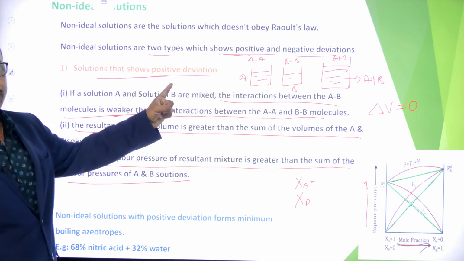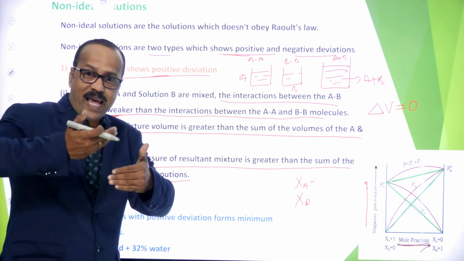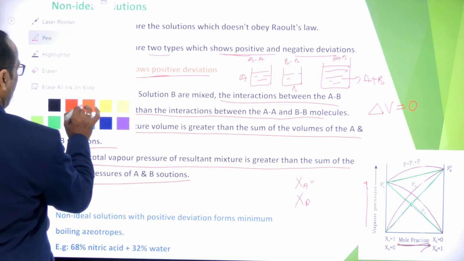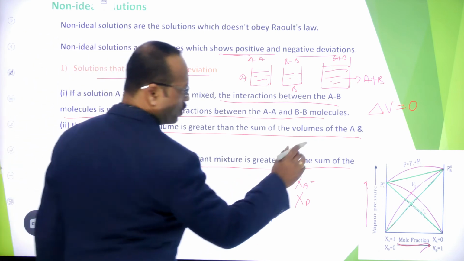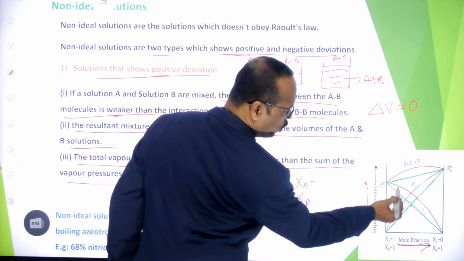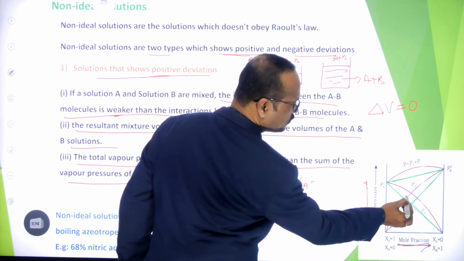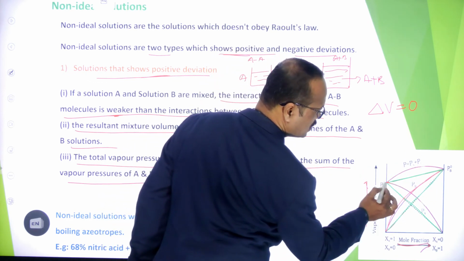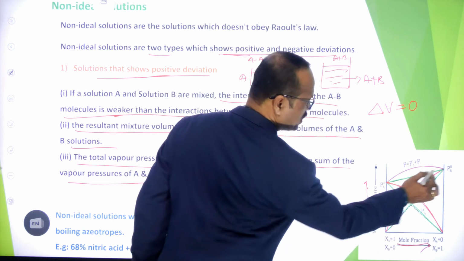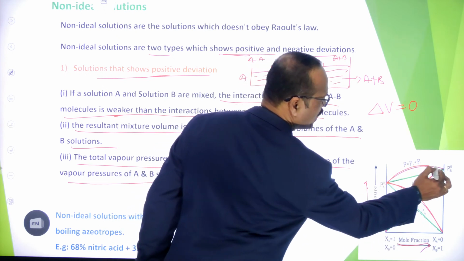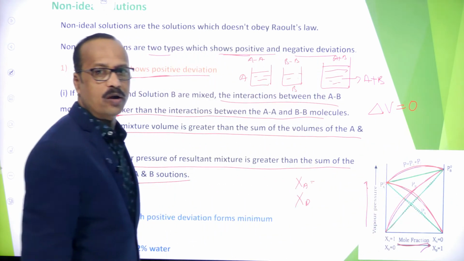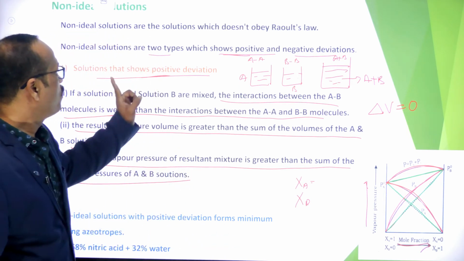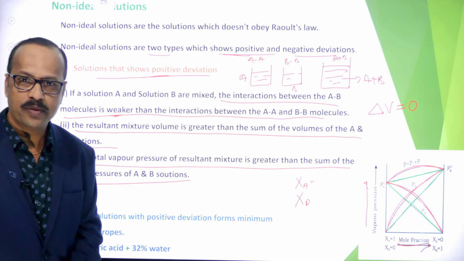But here it is a positive deviation. Positive deviation means a little extra, yes or no? So here the graph will not be like that one, but see here, it is going above like this. Here also it is going just above, not straight. So this is called positive deviation. Clear to you?